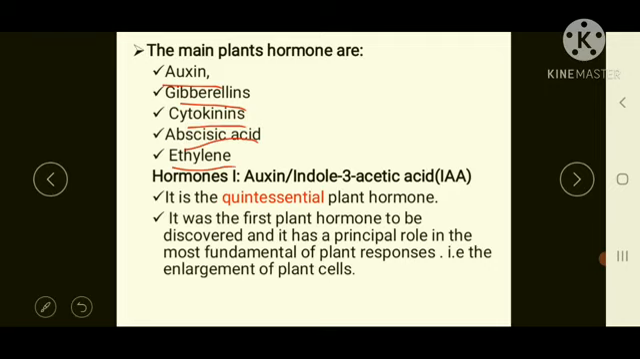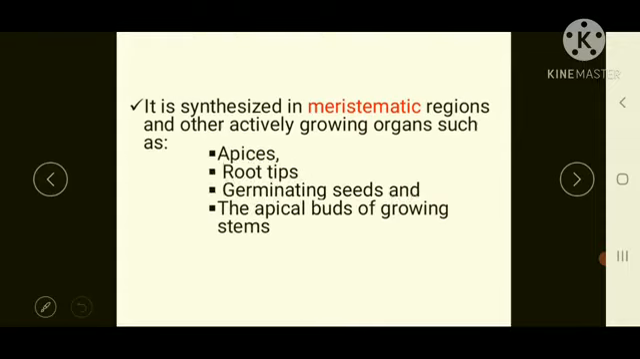Auxin, or indole acetic acid, is quite an essential plant hormone. It was the first plant hormone to be discovered, and it has a principal role in the most fundamental of plant responses. This means it has a principal role in the enlargement of plant cells.